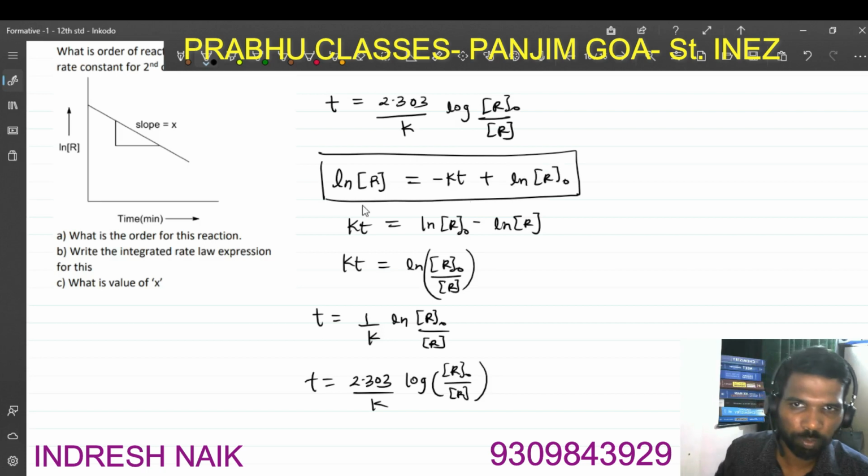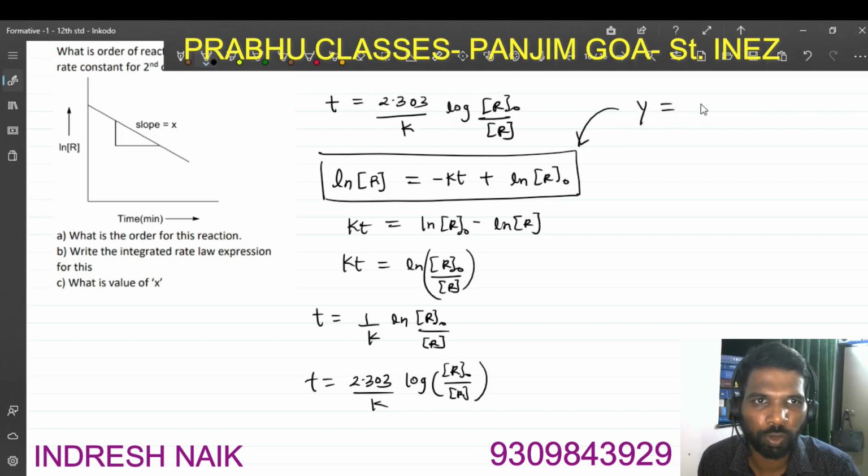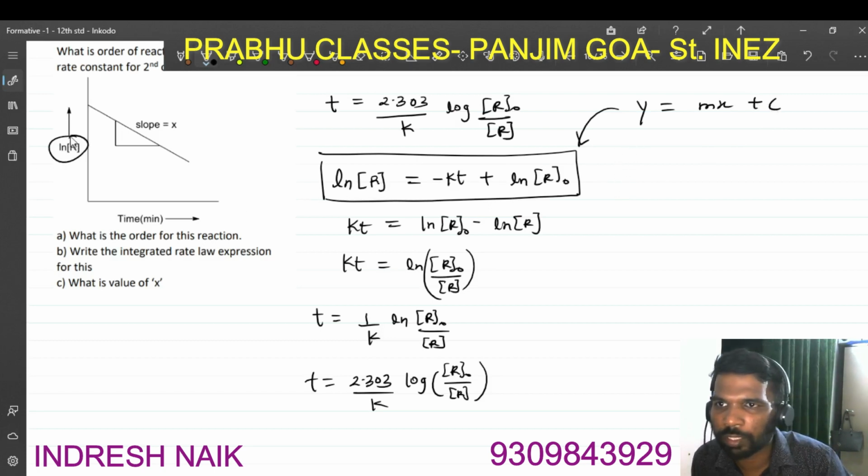Graph could be asked based on this equation. So this equation resembles that of a straight line, right? y is equal to mx plus c, right? So what is y over here? ln of r, which is there on the y-axis.